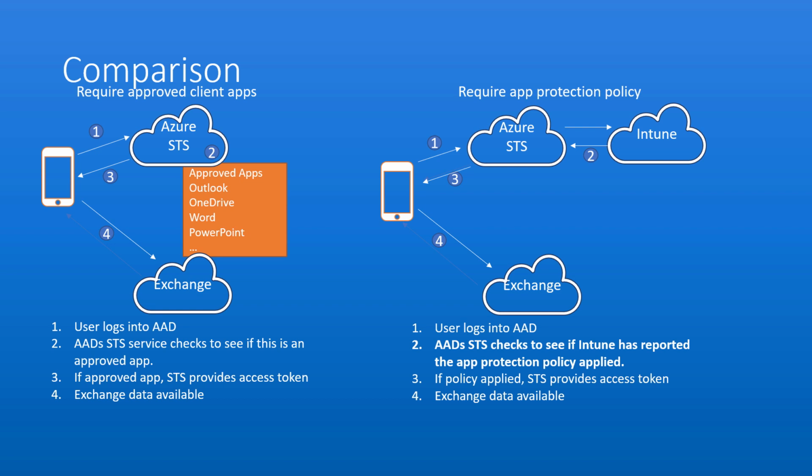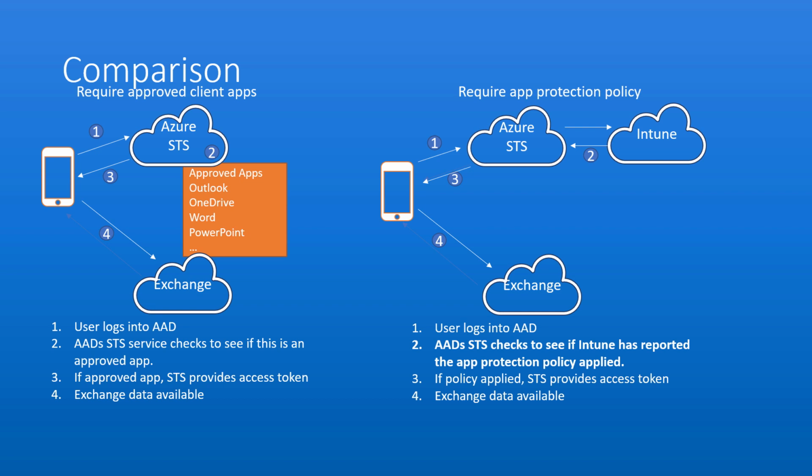With regards to the require app protection policy, this is a little bit different. Again, the user logs in, but now the Azure AD STS actually checks to see if Intune has reported that the app protection policy is applied to the app. If the policy is applied, the STS provides an access token. If the policy is not applied, then the access will be blocked, which is a lot more secure if we look at data leakage.